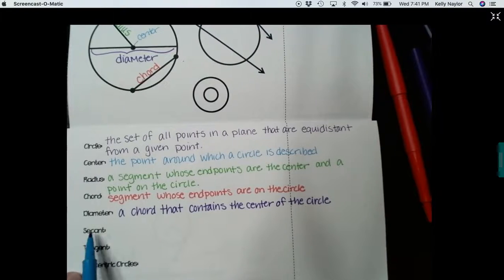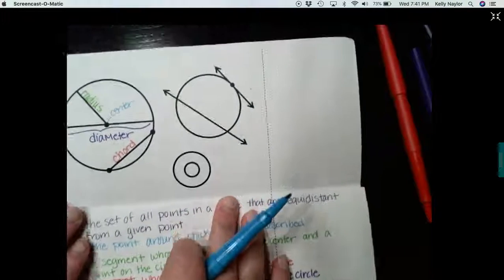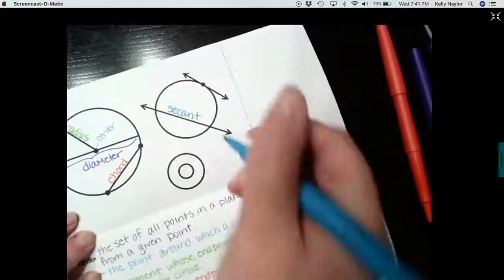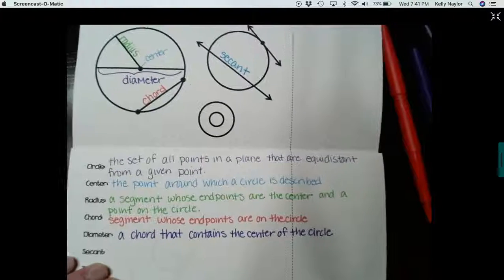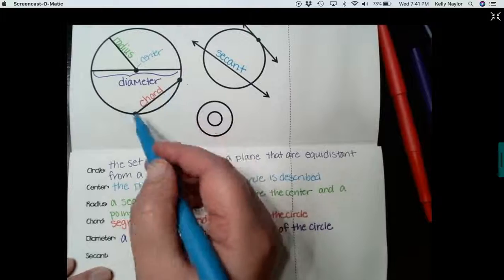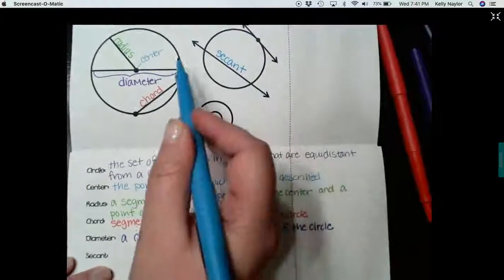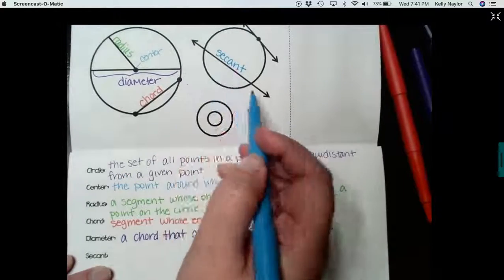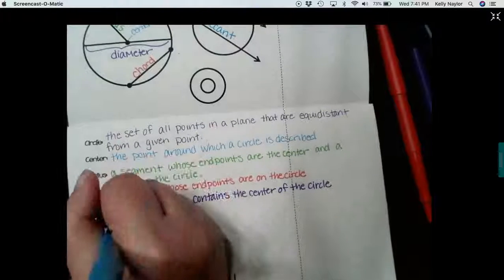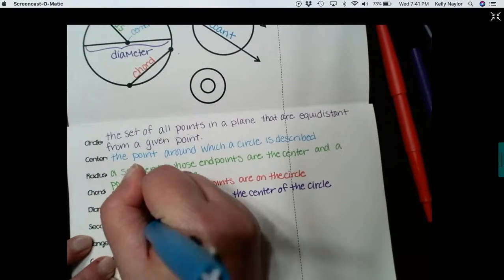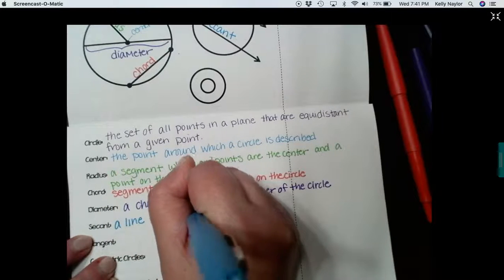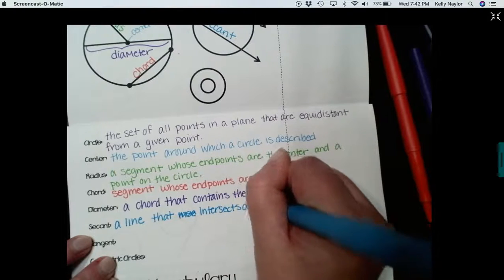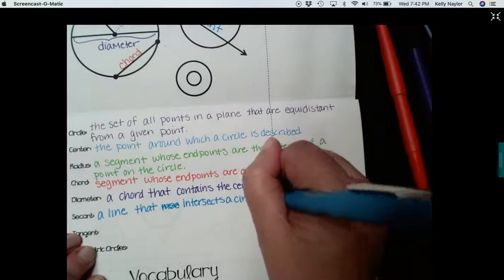Okay. Next, we're going to talk about what is called a secant. So we're going to go over to this circle upper right corner now. I'm going to label the secant. So the secant, it looks an awful lot like a chord, right? But it has arrows on either end. So a secant is not a segment, it's a line that passes through the circle at two different points. Okay? So a secant is a line that intersects a circle in 2 points.